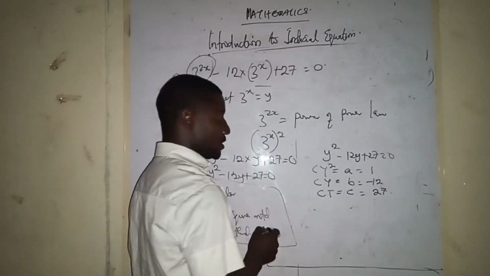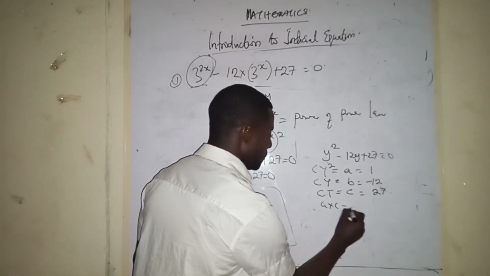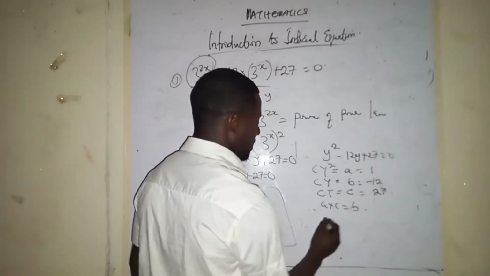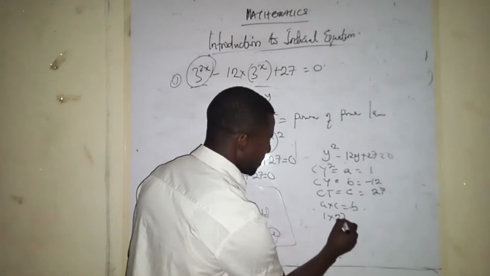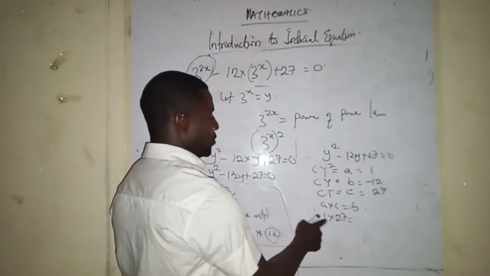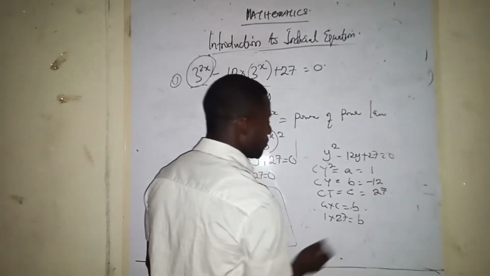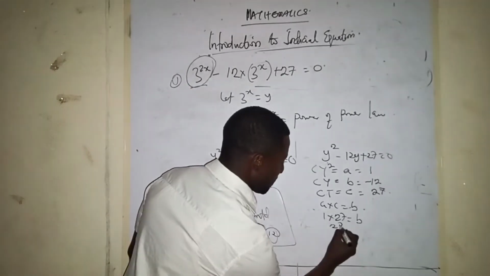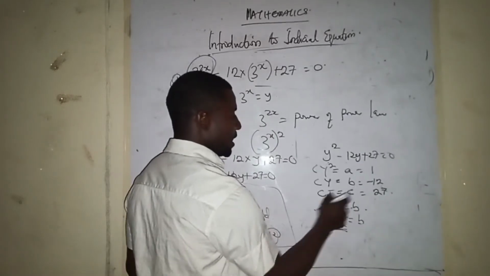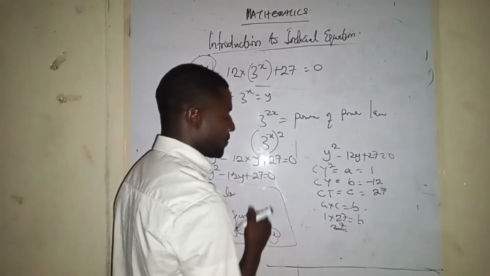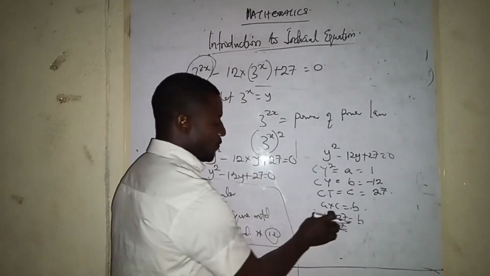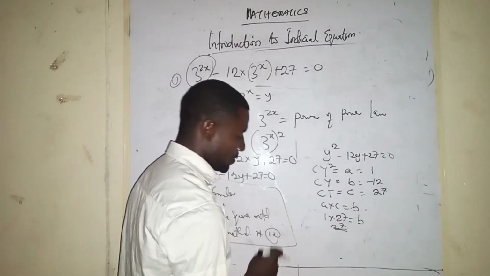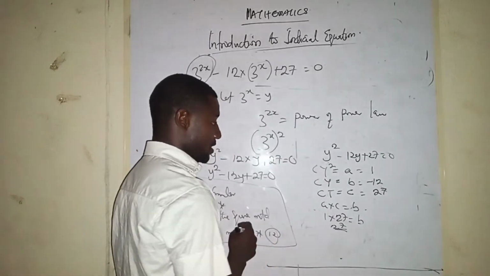The simple method I use is just like this. You say a times c, which must relate to b. a times c is 1 times 27. When you do this one, we said it must give you what you have in b. 1 times 27 is 27. How will 27 give us minus 12? It's simple. We are going to factorize 27 to find two numbers that will give us 12.